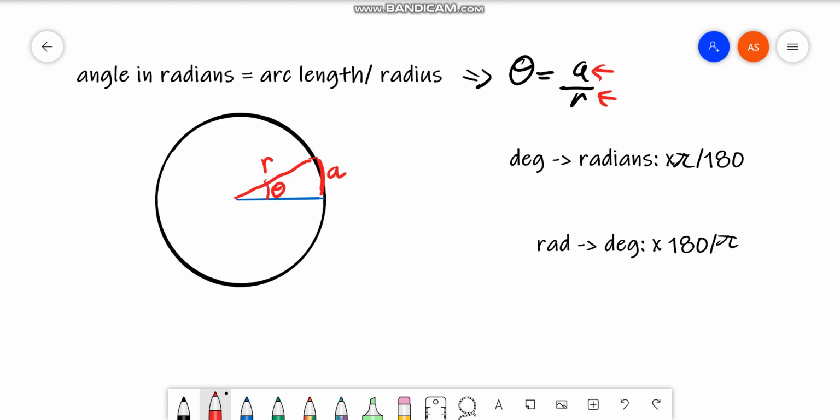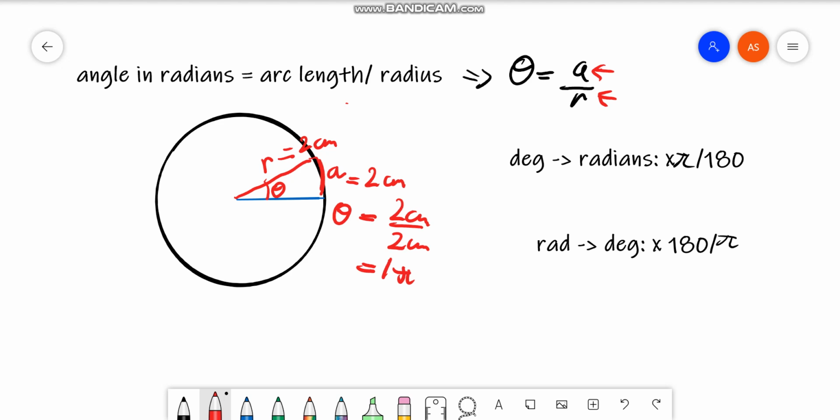maybe let's give an example for radians first. Let's say the radius is 2 centimeters and the arc length is also 2 centimeters. So the angle in radians would be 2 centimeters over 2 centimeters, which is 1. So the angle is 1 radian if A and R are the same.